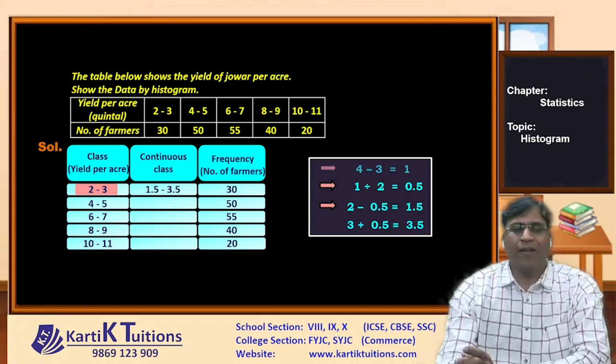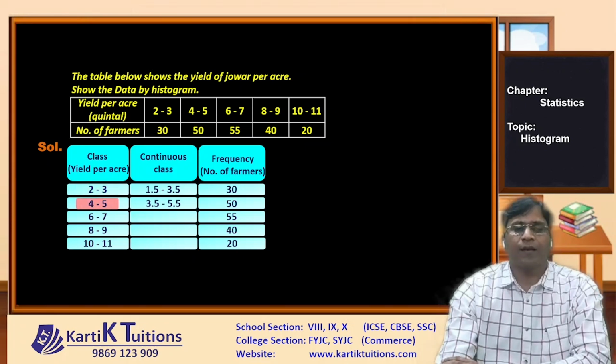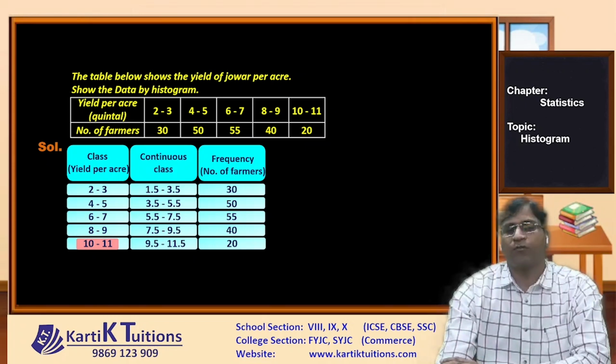Same way, 4 minus 0.5 will give us 3.5 and 5 plus 0.5 will give us 5.5. So that will be our second class. Same way, 5.5 to 7.5, 7.5 to 9.5, and 9.5 to 11.5. After that, we'll move towards the graph.